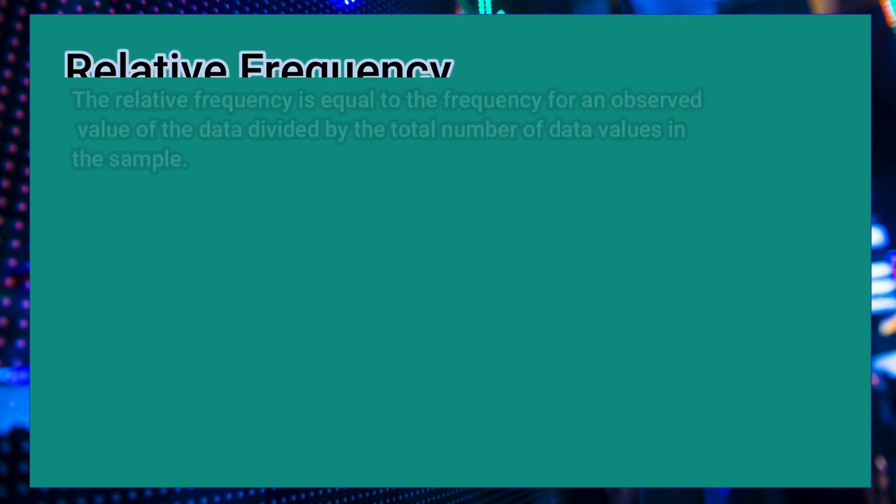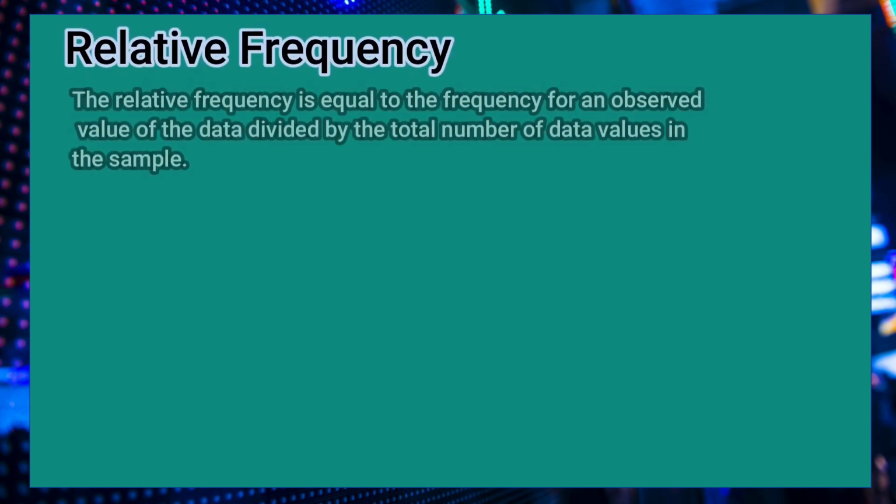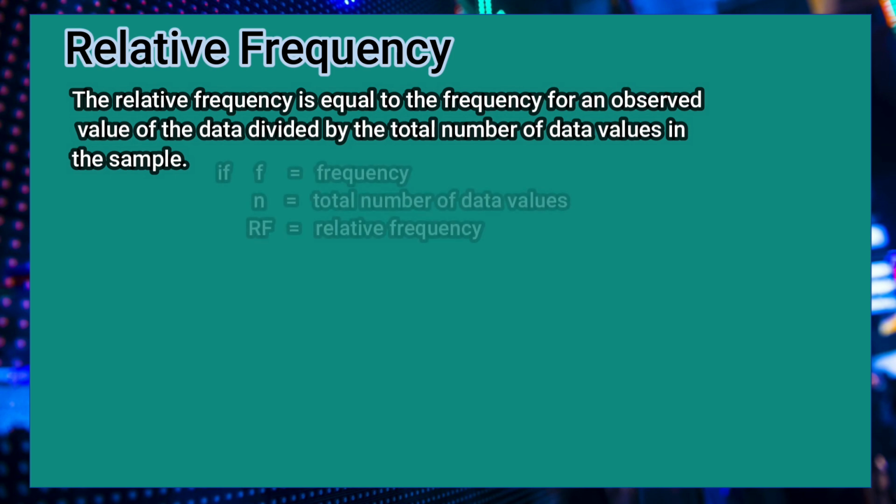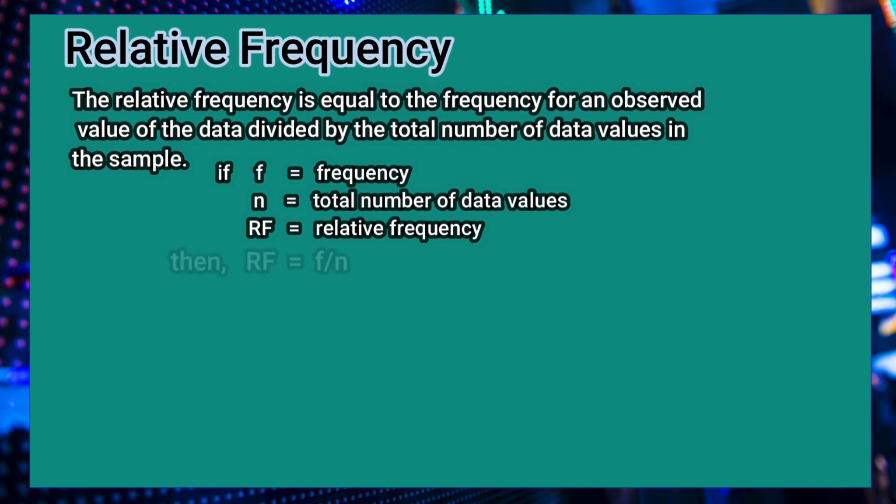The relative frequency is equal to the frequency for an observed value of the data divided by the total number of the data values in the sample. If f is equal to frequency, n is the total number of data values or the sum of the individual frequencies, and rf is the relative frequency, then rf is equal to f divided by n.